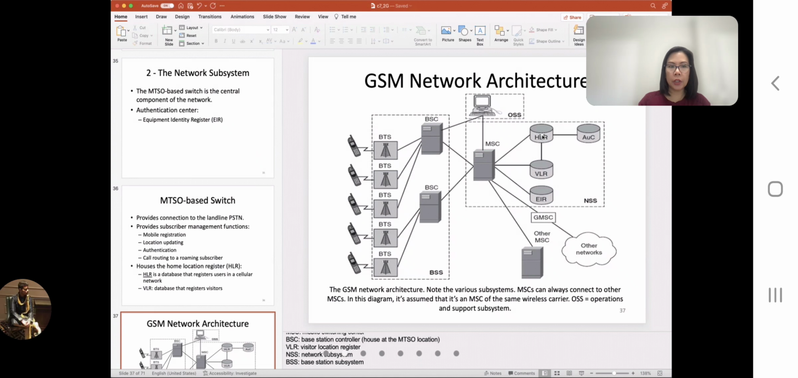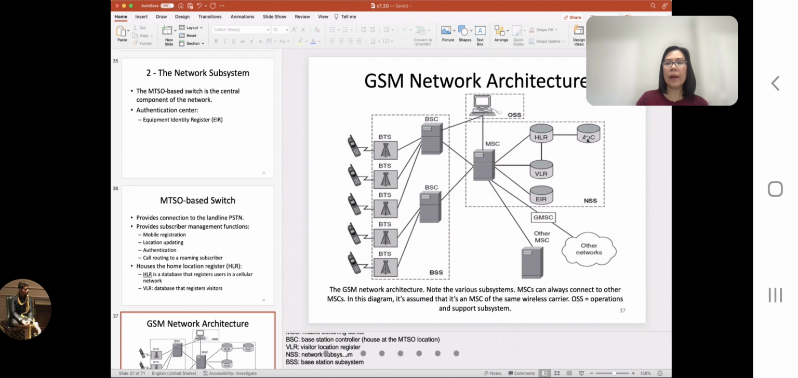We have the home location register. This is a database that contains information of the users in the cellular network, basically the subscribers of this cellular carrier system. Then we have another database called the visitor location register. It contains information of visitors. So when someone from another carrier roams into this network, this database will contain the information of that visitor.